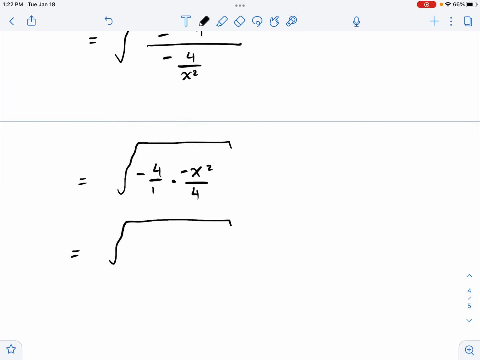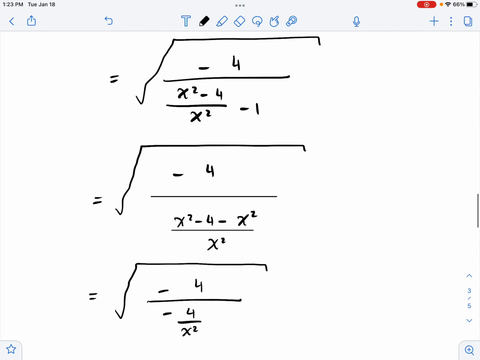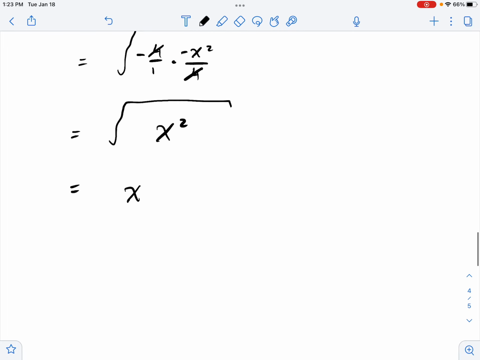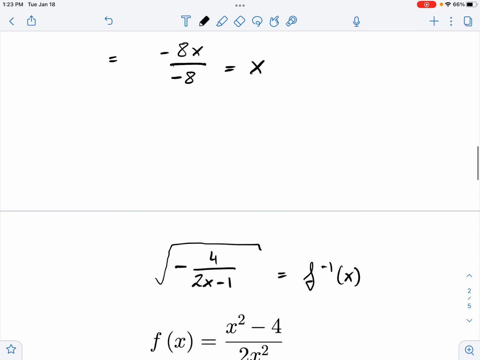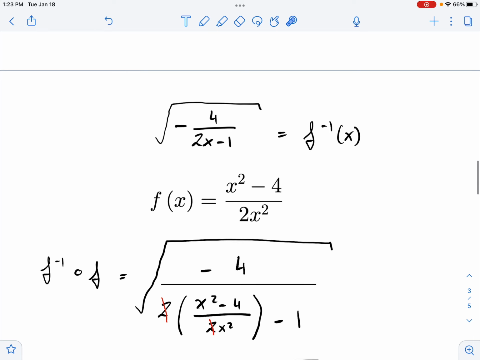I have a double negative, so that's going to give me a positive. My 4 here will cancel with this 4 here, and so I'll be left with the square root of x squared, and that is, of course, x. And so, sure enough, I find that f inverse of f is also just x. And so I have confirmed then that I have correctly found my inverse function. It is the square root of minus 4 over 2x minus 1. That is f inverse of x, given that f of x is x squared minus 4 over 2x squared. And that's how we do it.